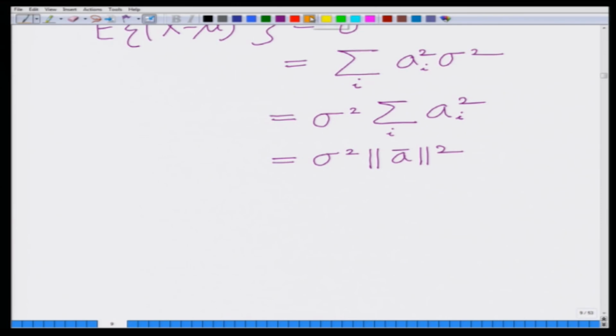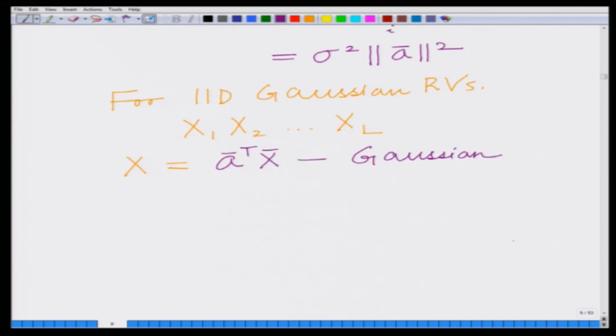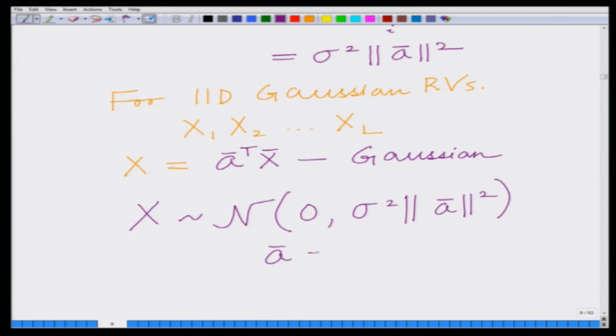Therefore, for IID Gaussian random variables x1, x2 up to xl, we have x, which is defined as a bar transpose x bar, and this is Gaussian. Further, x can now be represented as follows: we have calculated the mean, which is 0, and the variance is sigma square norm of a bar square, where a bar is nothing but the weighting vector. Remember, we have defined a bar as the weighting vector a1, a2 up to al.